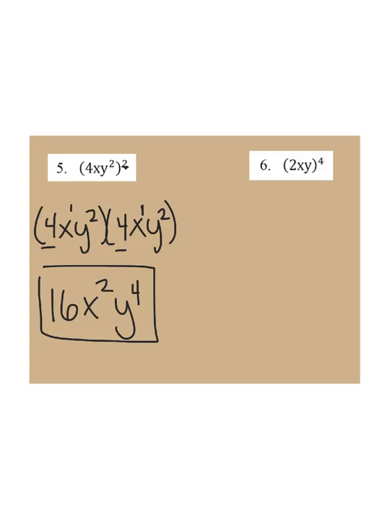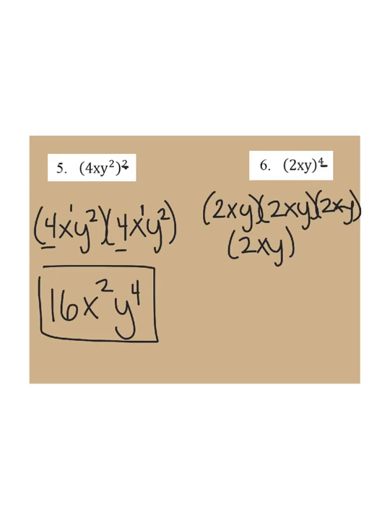Number 6, I have 2xy all to the 4th power. So this 4 tells me I have 4 of those parentheses. So I have 2xy times 2xy times 2xy. I'm going to write one more down here, times 2xy. So now it just turns into a multiplication.